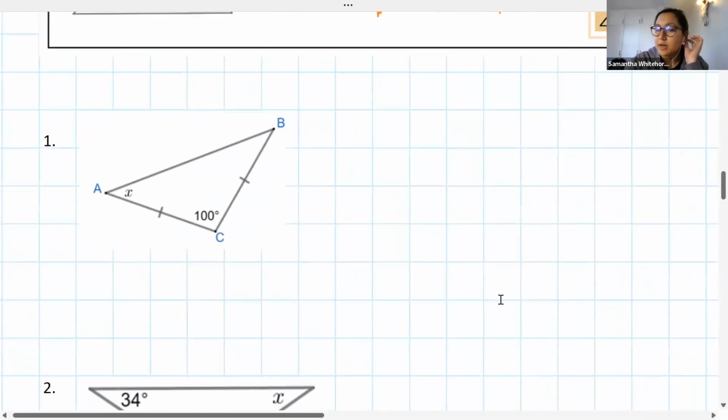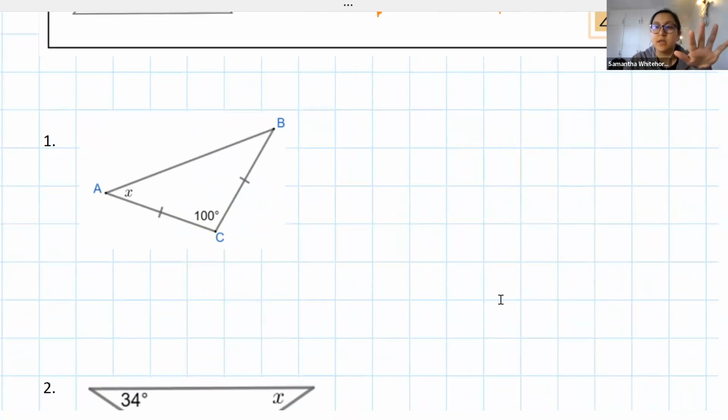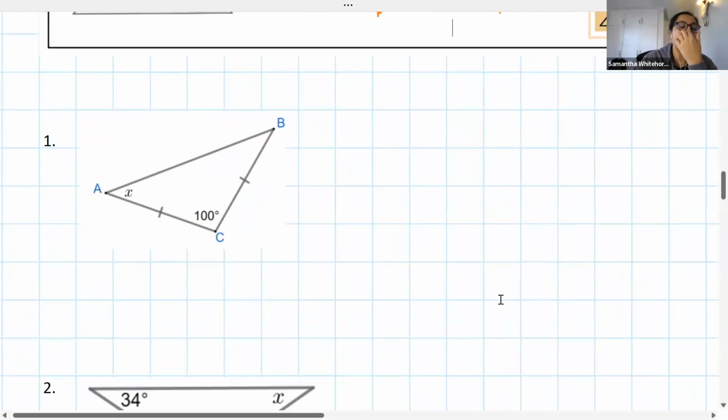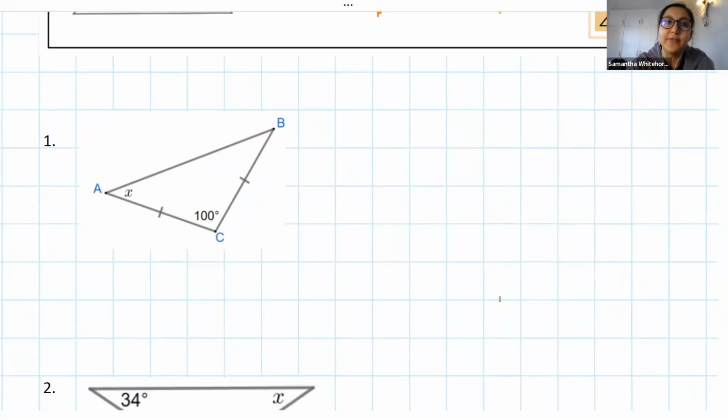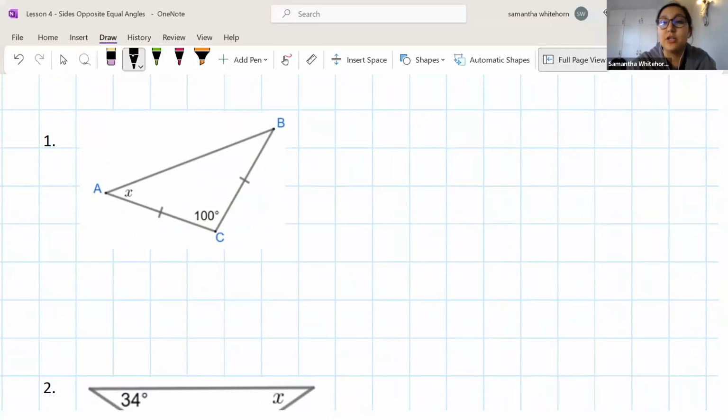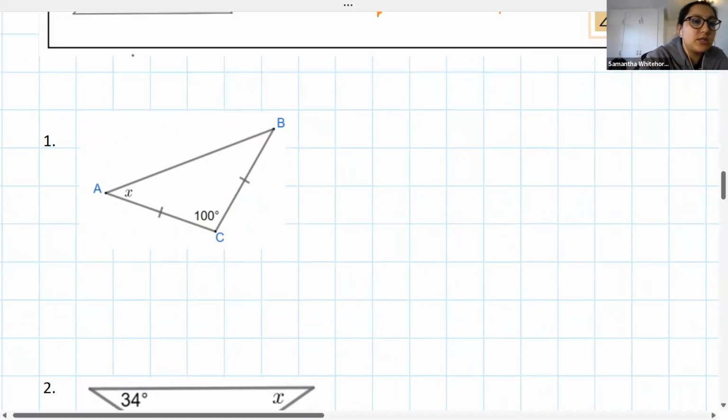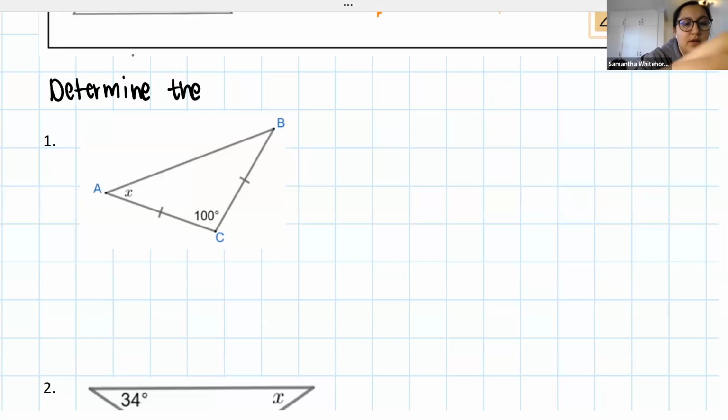Okay, so if we have a look at our first question, remember guys, I've said to you, what you always want to do is you want to look at your diagram and first decide what information do you have. It's no use trying to jump into a question if you don't actually know what information you have and how it is useful to you. Right, so just because I always do this, our instructions for geometry are generally determine the value of the missing angle.